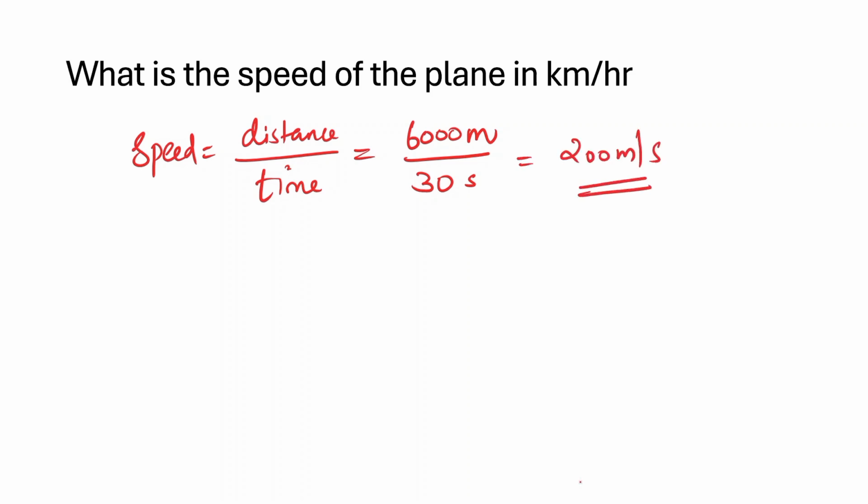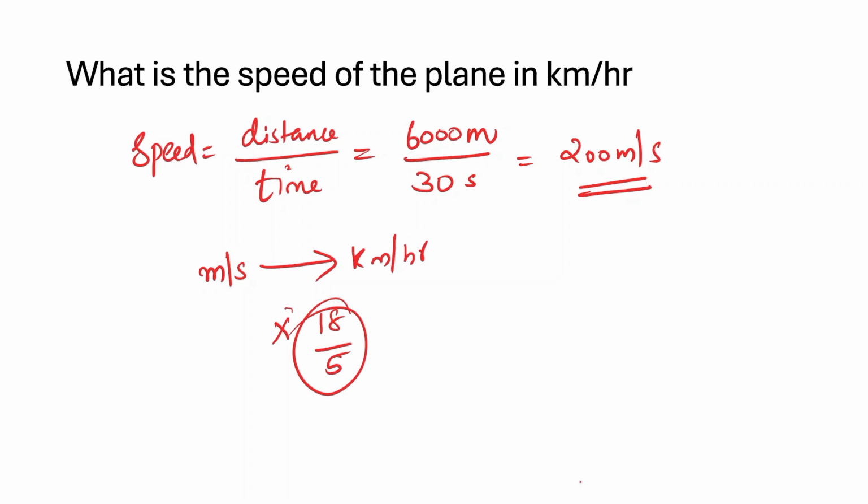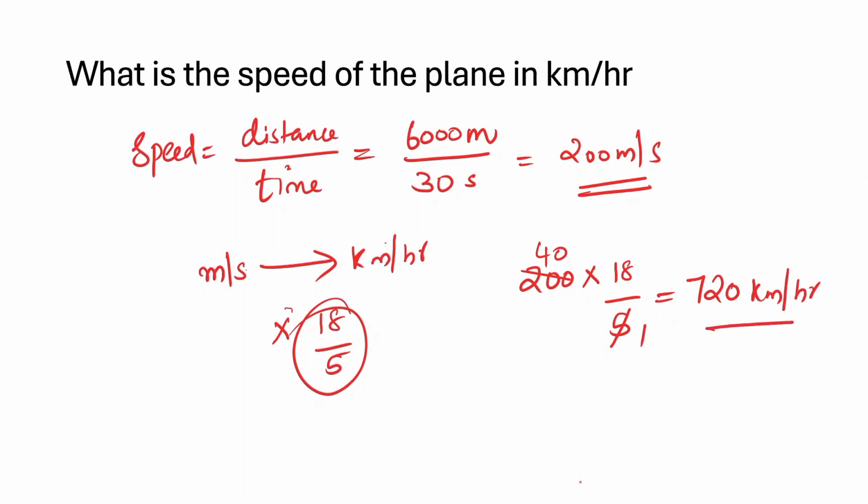But we want the answer in kilometers per hour. Whenever we get the answer in meters per second, if you want to convert to kilometers per hour, just multiply by 18 divided by 5, meters to kilometers and seconds to hours. So here the speed is 200 times 18 divided by 5. Just divide it: 720 kilometers per hour. This is the answer for this question. Thank you.